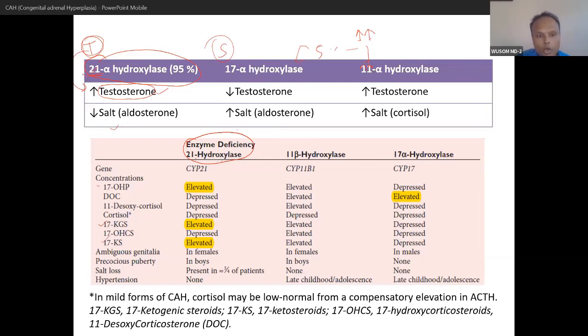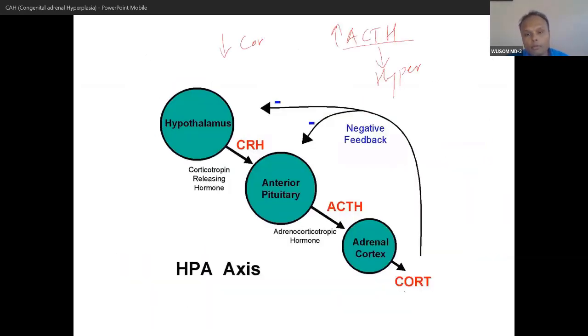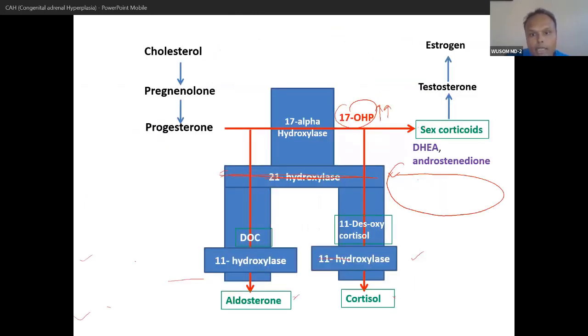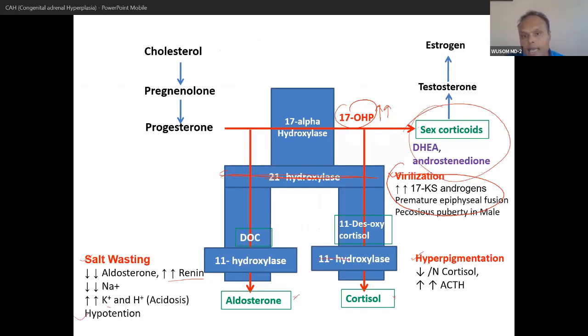These are 17 containing molecules, because 17 does not have any problem. So these are 17 ketosteroids, and these are 17 ketogenic steroids. So 17 will be high. 17 containing molecules will be high in such a condition. So ketosteroids and ketogenic steroids will be high here. DHEA and androstenedione will be high, especially androstenedione.